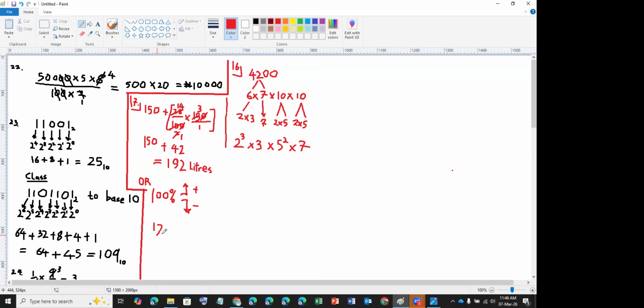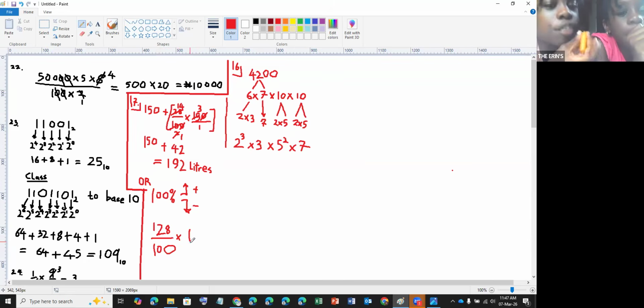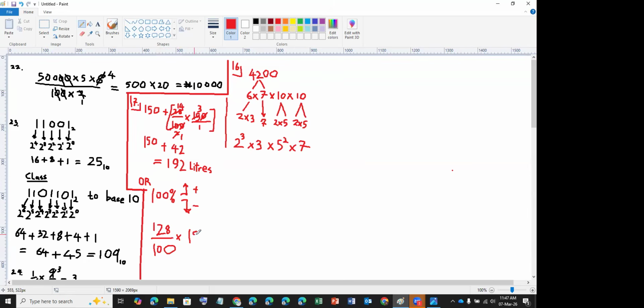So if this firm increases their production by 28%, that's going to be 100 plus 28, which is 128. And that's 128%. You divide 128 by 100 and you multiply it by 150. And you see, you get the same answer, I can assure you.